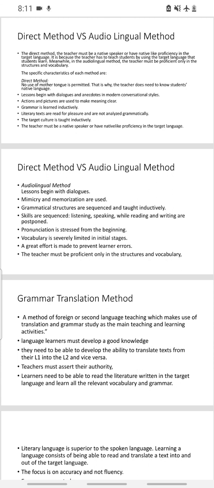So this one is, we were discussing the direct method versus the audiolingual method, and pronunciation is stressed. Yes, the focus is on pronunciation. Vocabulary is severely limited because in the initial stages they do not focus on vocabulary. Vocabulary is very much limited, and very easy words are taught to the students, and a lot of effort is made so that students avoid mistakes, errors, not mistakes but errors.